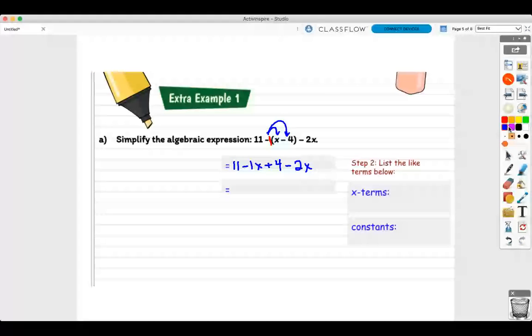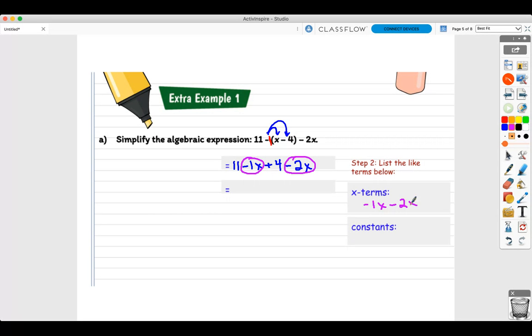And now it's about combining like terms. So we have a negative 1x is your x term here. And I see another one here. So negative 1x minus 2x. That ends up giving you minus 3x. And then a constant of 11 and a constant of 4. So 11 plus 4 gives you a 15.